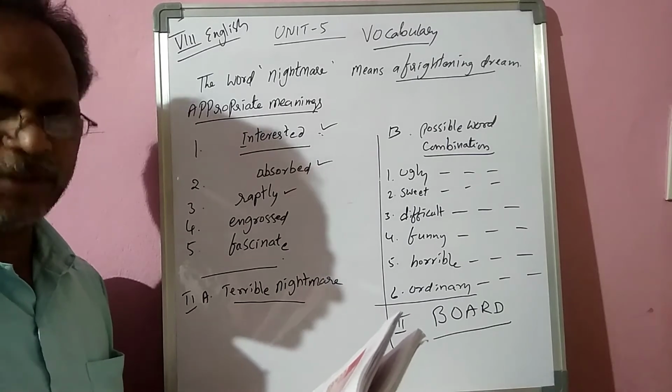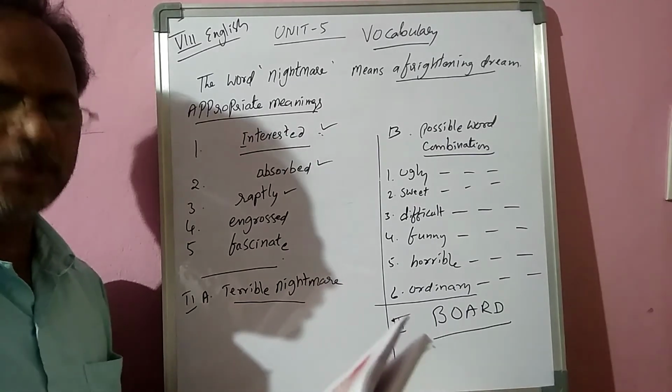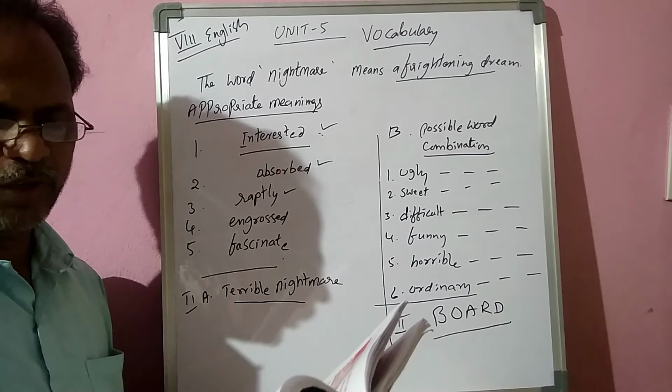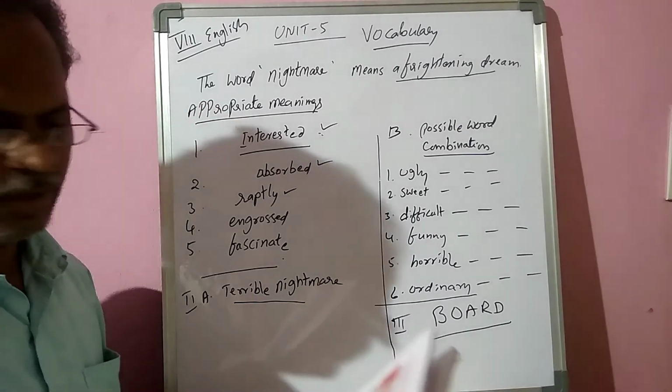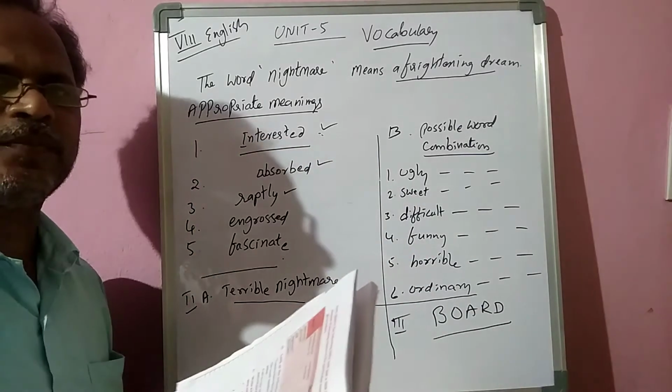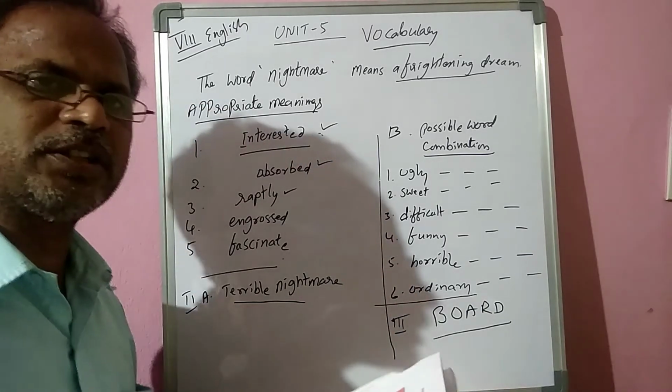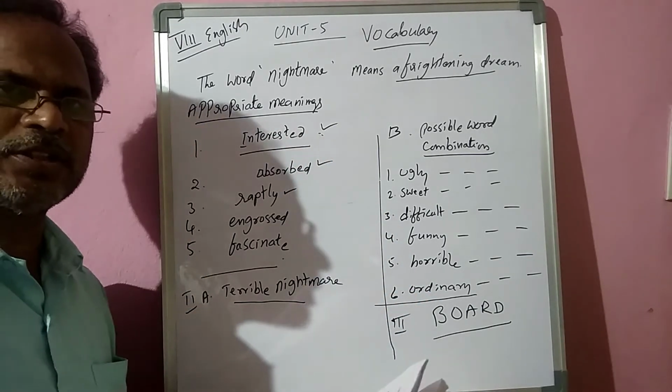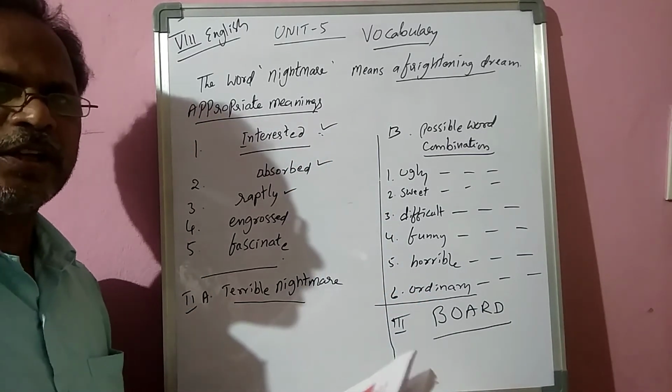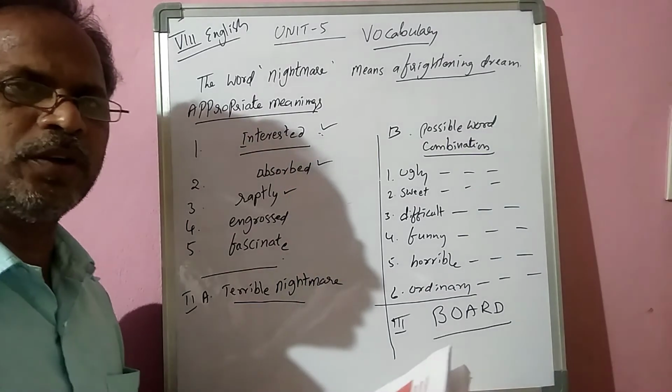Can we say terrible flavor? Terrible success? We cannot, because flowers and success are pleasant things. So when we are talking about pleasant things, maybe the flower, maybe the success, in that situation we do not use the negative word.